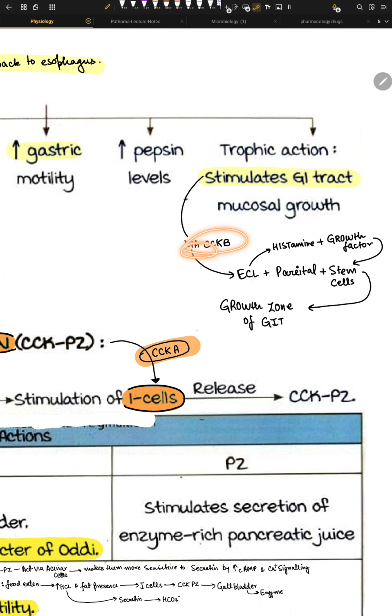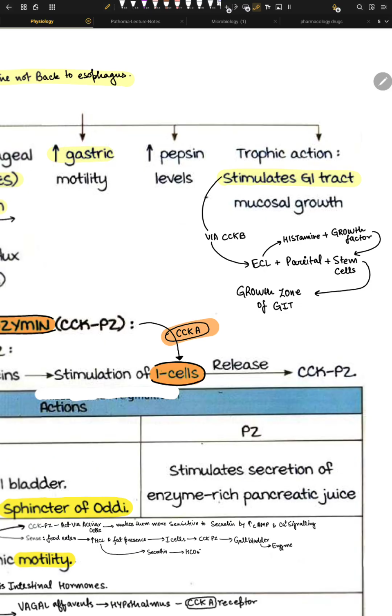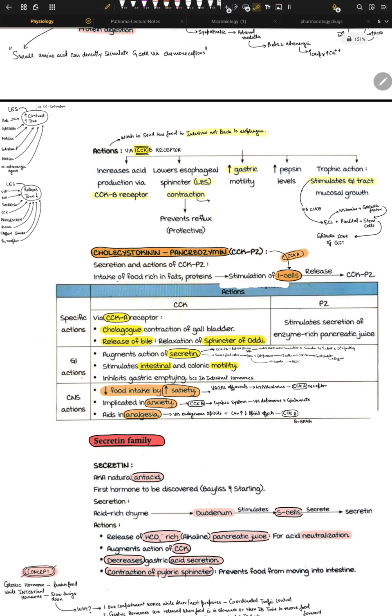This CCKB also acts on parietal cells and stem cells. So this complex of histamine and growth factor is released from ECL, and the parietal cells and the stem cells are also well regulated. So this growth zone of the GIT, the stem cells, is positively stimulated via gastrin. So gastrin can actually help us to heal our stomach after an episodic ulcer. Okay, so this is very important.